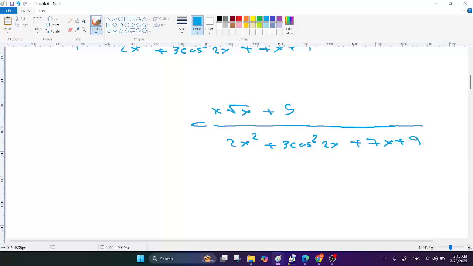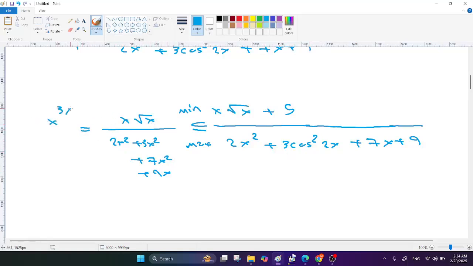Again, this here is greater than or equal to. So minimize over maximize. To minimize this, just keep the x square root of x below. Maximize, so make all of them x squared: 2x squared plus 3x squared plus 7x squared plus 9x squared. You maximize every part. You get x square root of x, which is x to 3 over 2, because x is 1.5. Now below we have 21x squared.